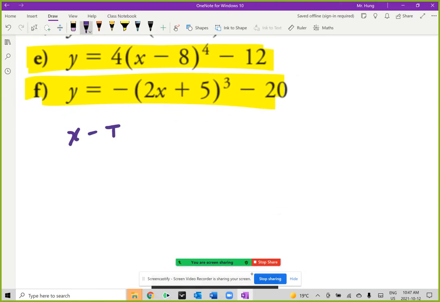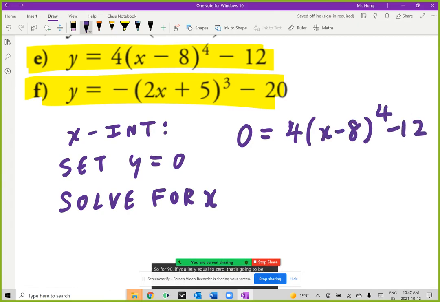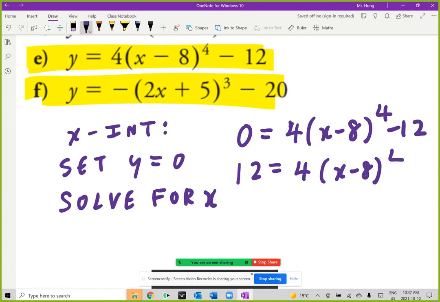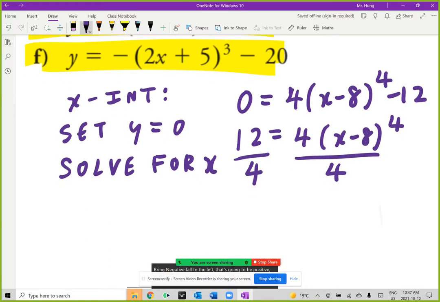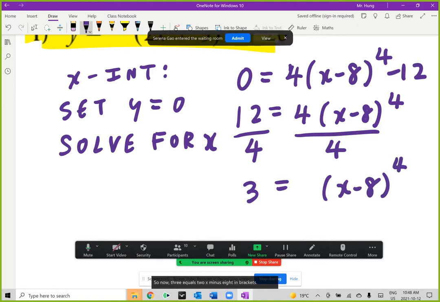To find the x-intercept, you have to set y equal to 0 and solve for x. So for 9e, if you let y equal 0, that's going to be 0 equals 4 times (x minus 8) to the power of 4 minus 12. You bring negative 12 to the left, that's going to be positive 12, which equals 4 times (x minus 8) to the power of 4. The opposite of multiplying by 4 is to divide by 4. So now 3 equals (x minus 8) in brackets to the power of 4.